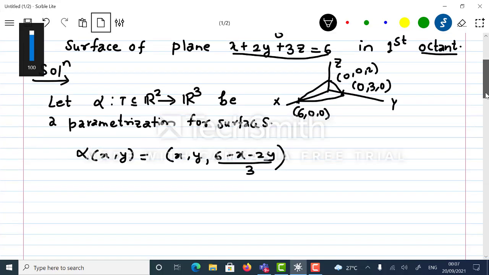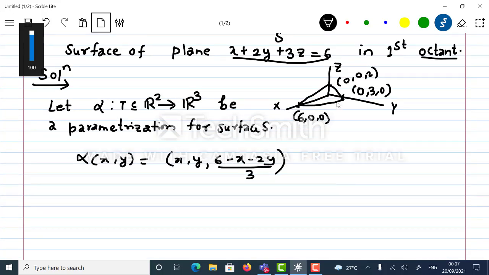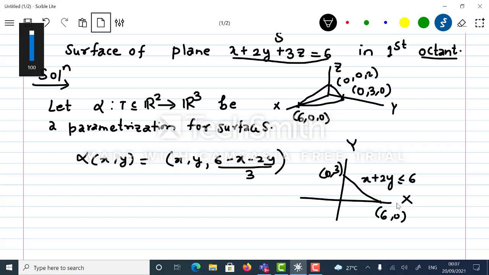Okay, so what is T here? You can see that T is basically the projection of this. If I take the projection, then z is equal to 0. That will give you x plus 2y is equal to 6. So this means it is 6 comma 0. This is 0 comma 3. Projection on the xy plane. This is x plus 2y less than or equal to 6. So when x is equal to 0, y is equal to 0. So basically this is my projection. That's a standard triangle. You can observe.